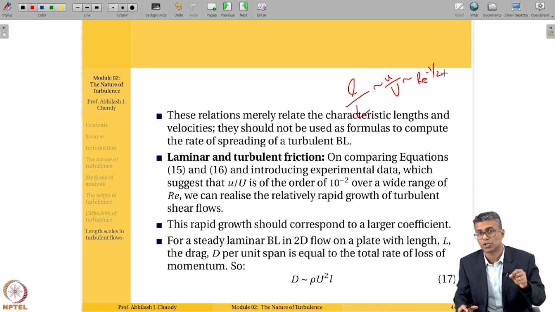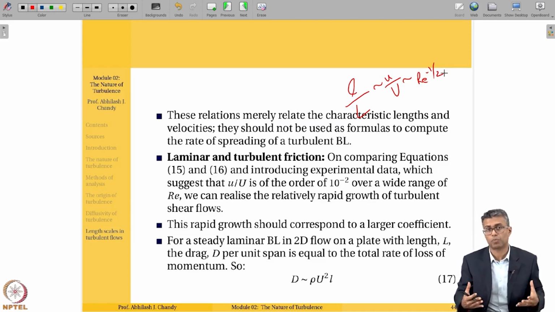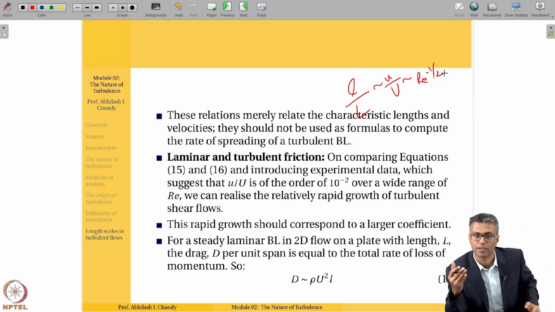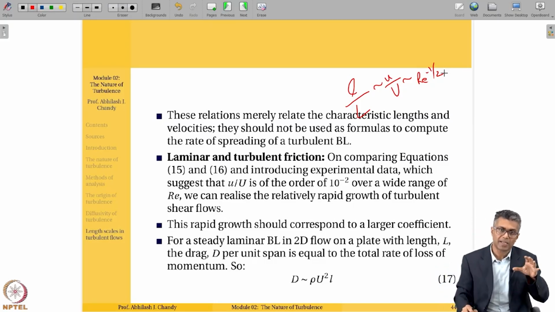If we can relate this to a coefficient, we can gain a lot more understanding of this problem. If you can relate it to some kind of coefficient. And a good coefficient to relate this to would be, say, a coefficient of drag. So let's try to analyze the drag here.